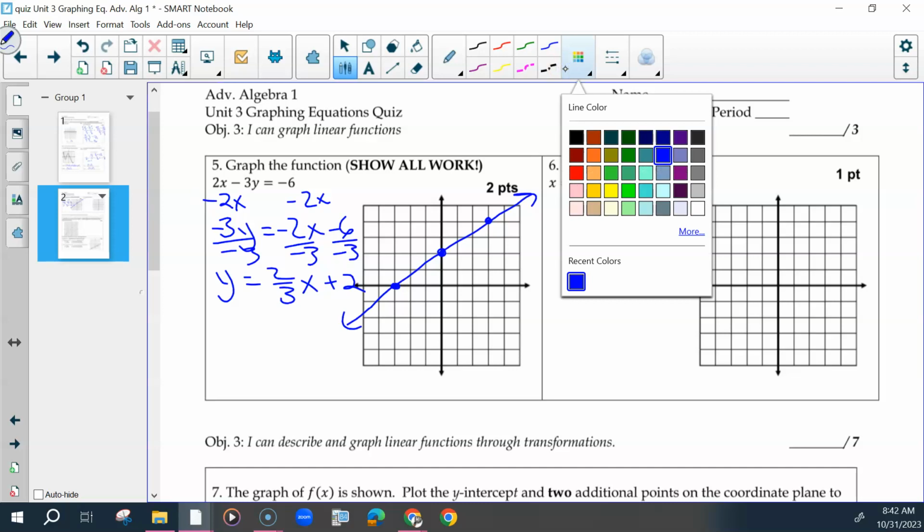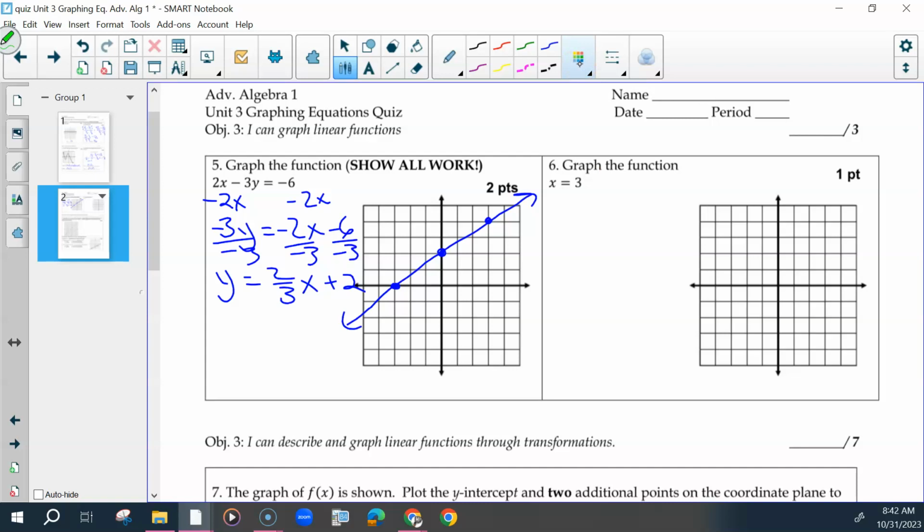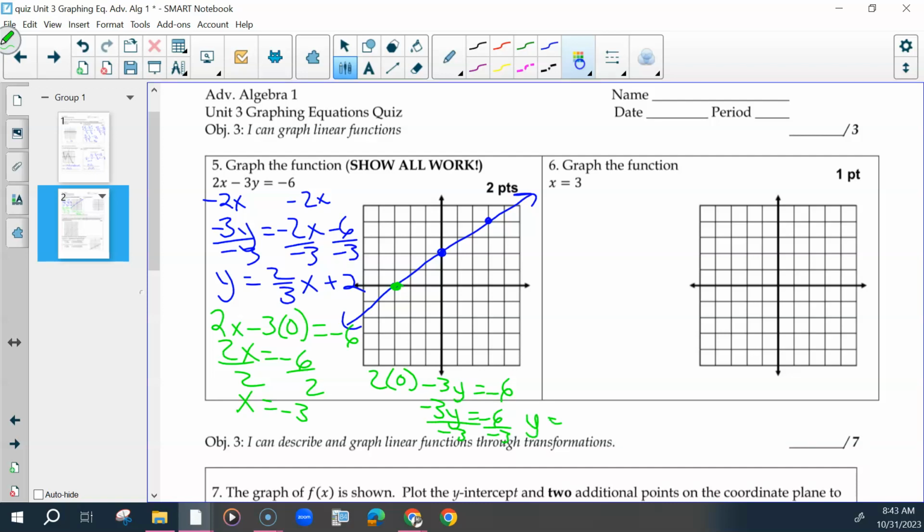However, some of you solved by intercepts, which means you had 2x minus 3 times 0 to get 2x equals -6, divided both sides by 2, to get x equals -3, and then did the same thing to find the y-intercept. So that y equals 2. But if you were graphing by x and y intercepts, you should have only had 2 points, not 3.